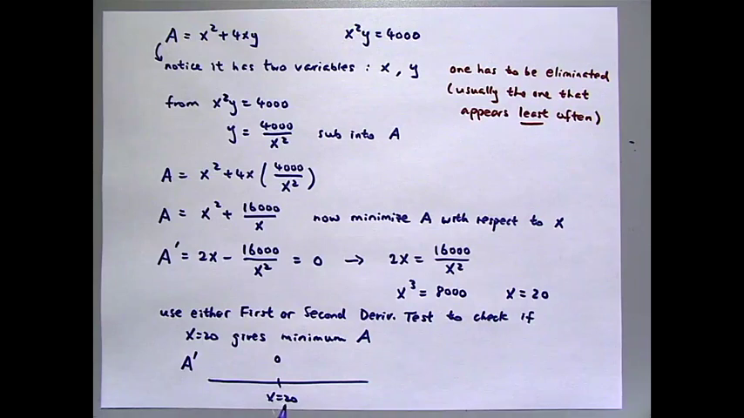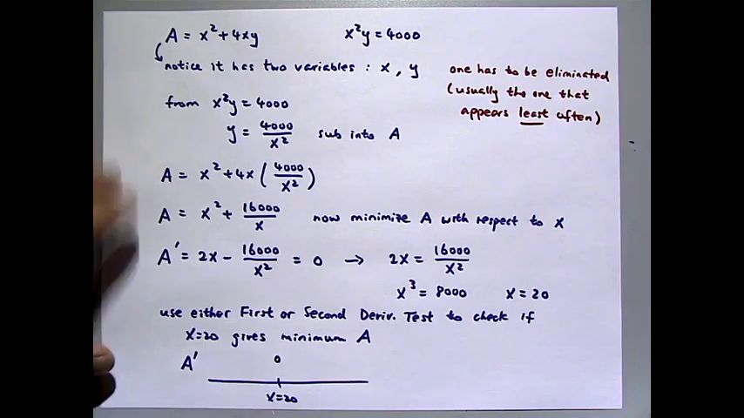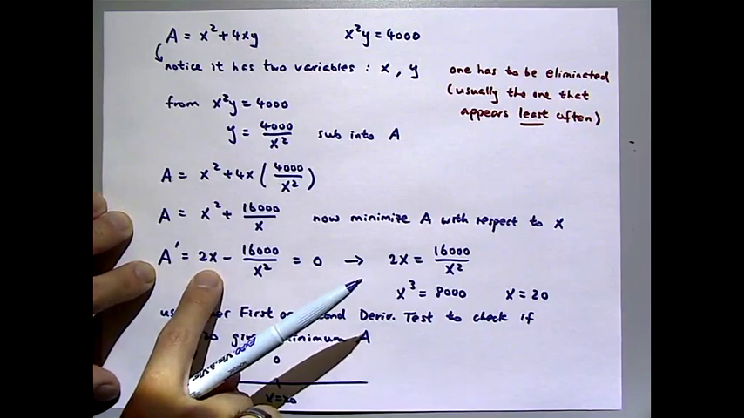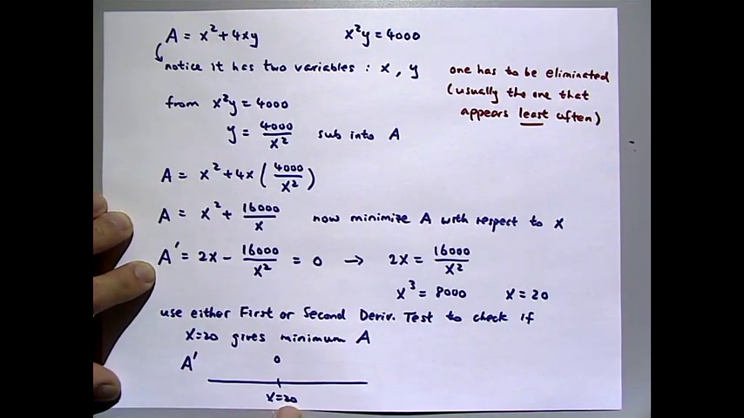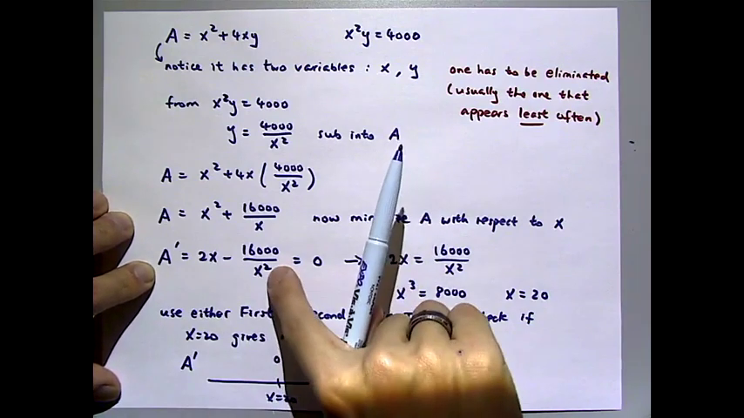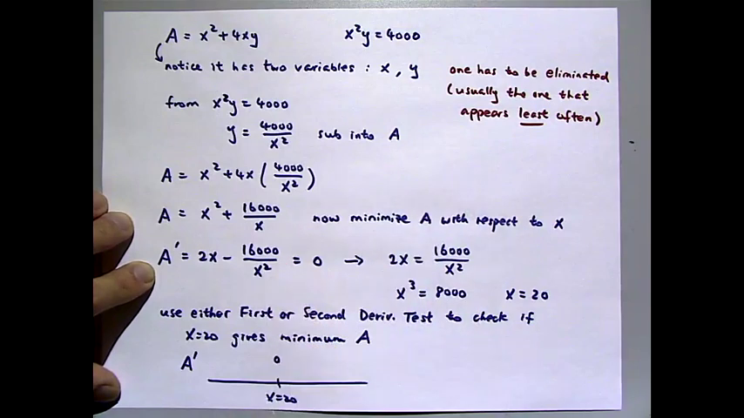Remember, here's where we check for the sign to the left and right of the critical number. We would like this to give us a minimum A, so we would like to see negative before, positive after. Let's see if that happens. Here's A prime. If I choose something less than 20, let's say 1, 1's a very nice number to use. I can't use 0 because of that, right? There's a problem here.